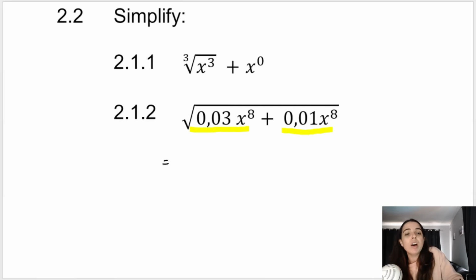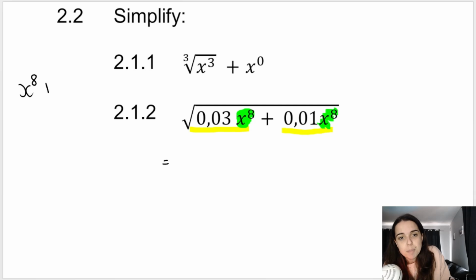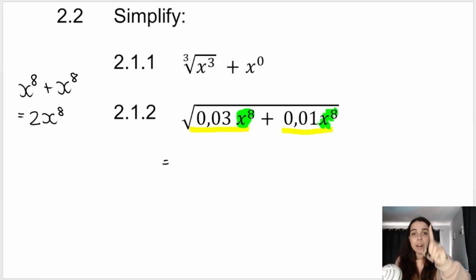When I ask are they like terms, I'm asking you to compare the variables and the exponents. If they have the same variables, so if they're both x and x, and they have the same exponents, x to the power of 8, x to the power of 8, then they are like terms. So for example, if I have x to the power of 8 plus x to the power of 8, can I add those? Yes, you can. Your answer is 2 x to the power of 8. You have one of them plus one of them, you have two of them.